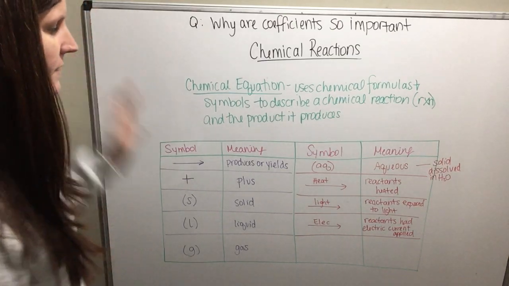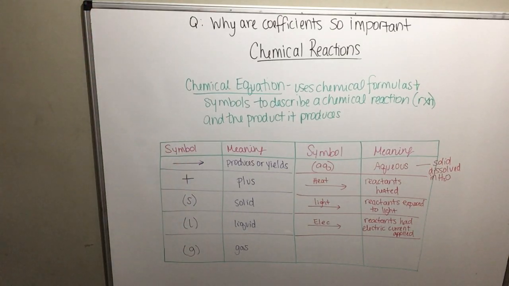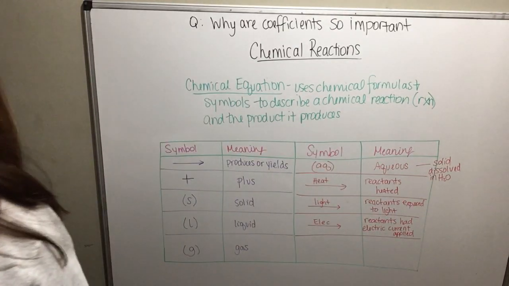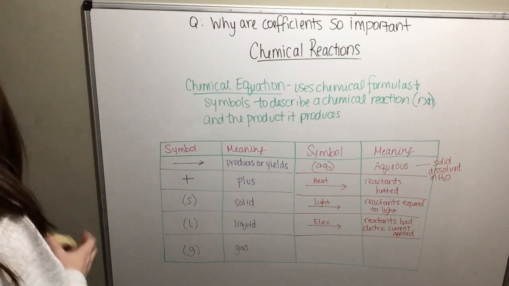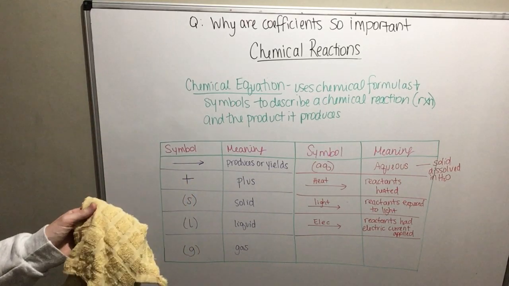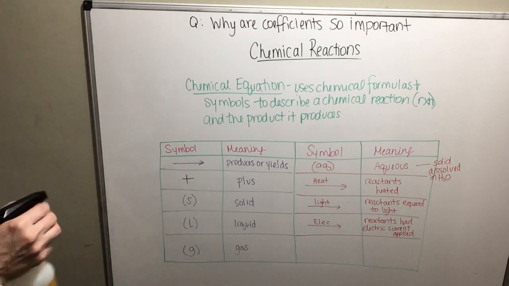All right, so these are the symbols or meanings of those symbols when you're writing a chemical equation. So let's write an example and label some of it so that you see what I mean. If you have not finished copying this, just go ahead and pause it until you're done.